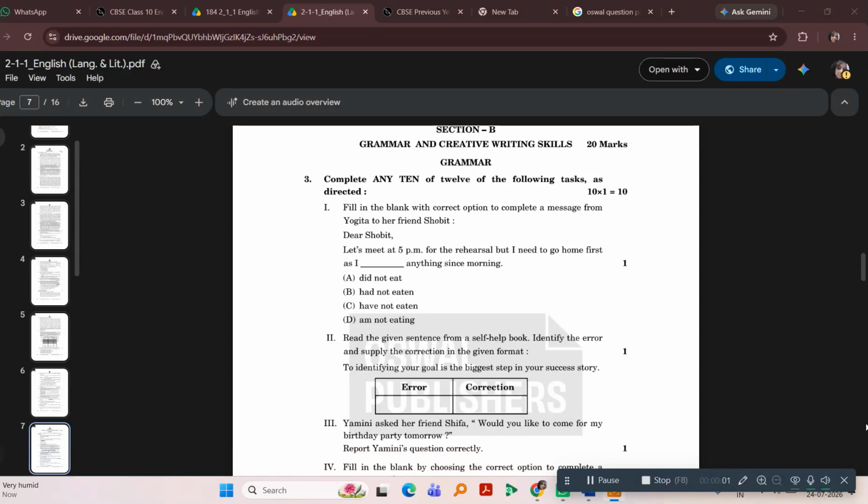Hello everyone, I'm going to discuss the question paper of 2025 to 2026. I'm going to discuss the question paper of English. I'll be discussing section B, grammar, with you.